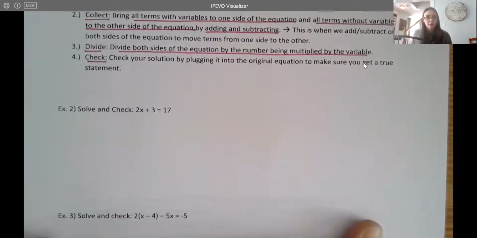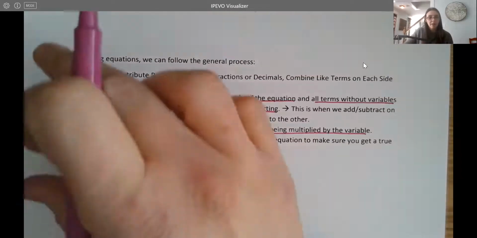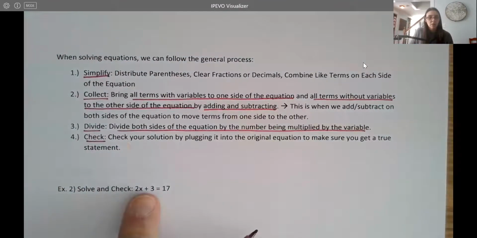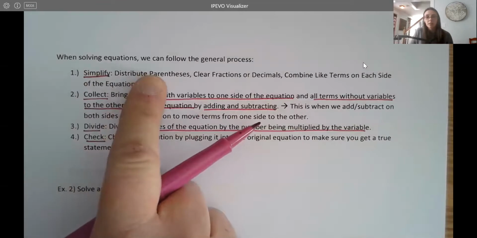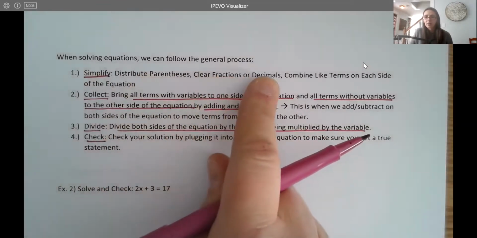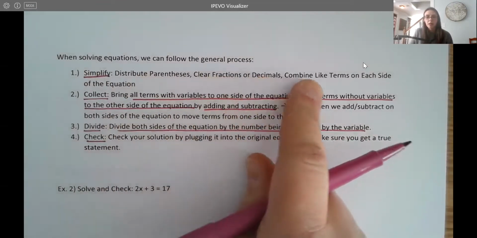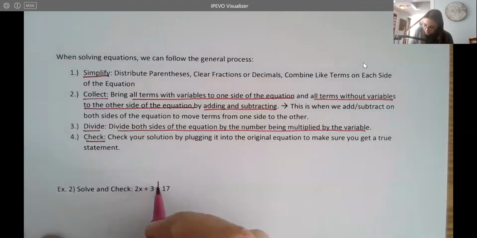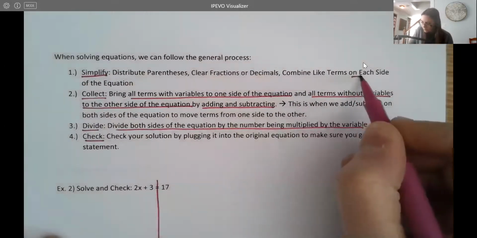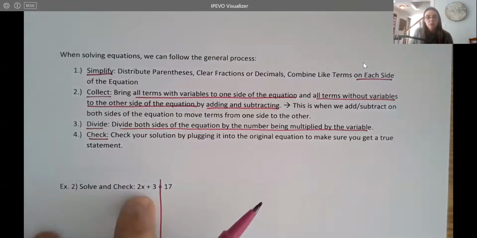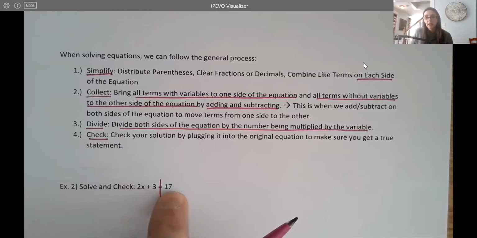So let's look at this first one here, and if you need to, follow along with the steps. So first, do I have any parentheses? Do I have any fractions or decimals? No, so I don't have to worry about that. And then I look on each side of the equation. Is there anything I can do? So I have a 2x plus 3. Can I put those together? No, I can't. They're not like terms. Here I just have a 17. So there's nothing for me to simplify right away. Everything is just hanging out. Nothing can be combined together.